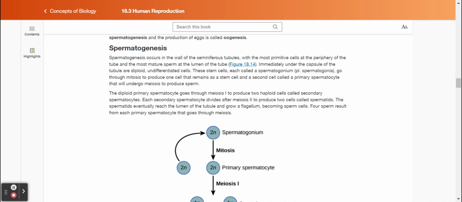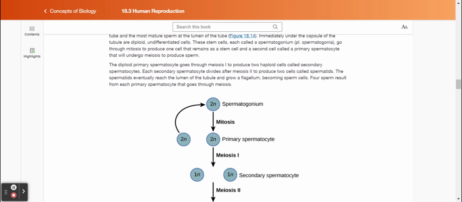Immediately under the capsule of the tubule are diploid, undifferentiated cells. These stem cells, each called a spermatogonium, plural spermatogonia, go through mitosis to produce one cell that remains as a stem cell and a second cell called a primary spermatocyte that will undergo meiosis to produce sperm.